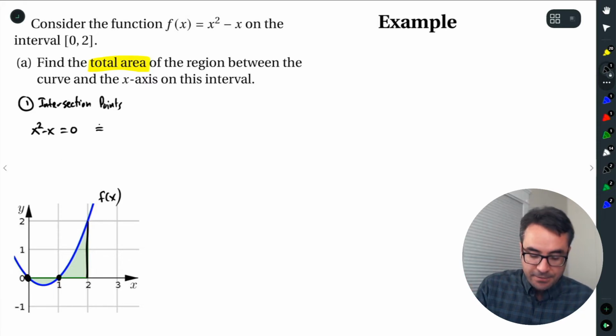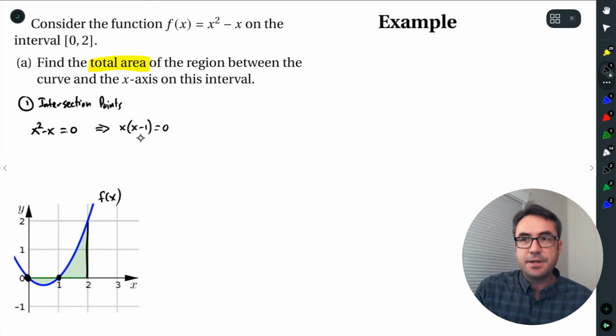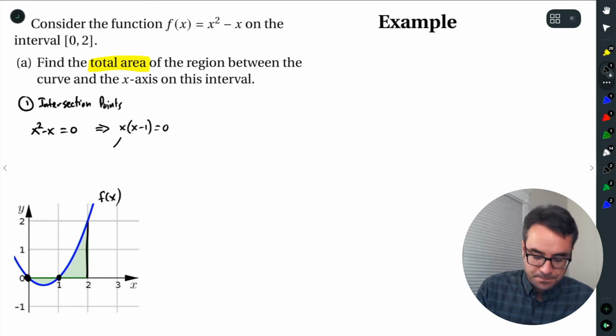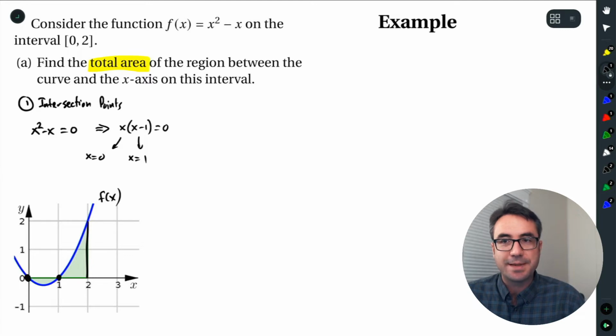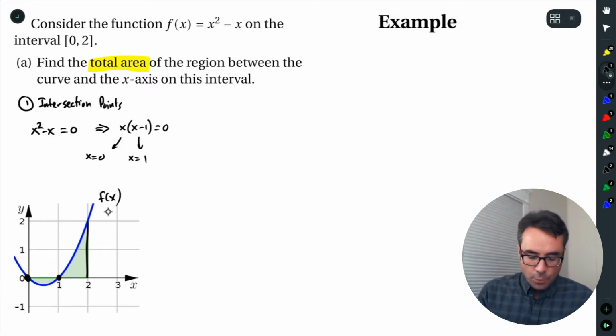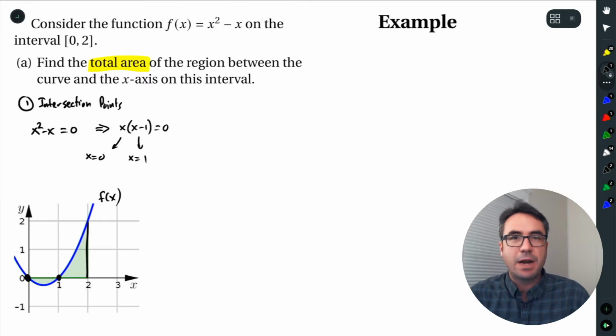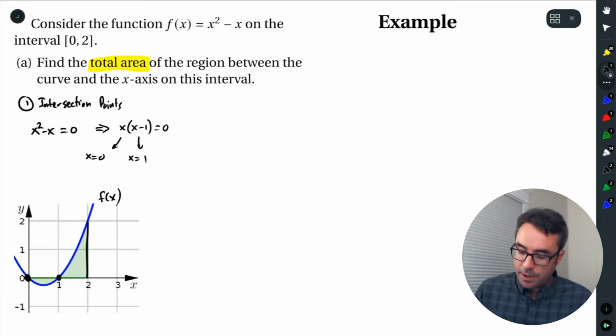And so you might need to factor. You can factor out an x here. And then each of these factors tells us an intersection point, x equals 0 and x equals 1. All right, so we could probably do that by just looking at the graph, but if we didn't have the graph, we could do it algebraically, probably with factoring, or maybe the quadratic formula if we needed to. All right, so that's step one.